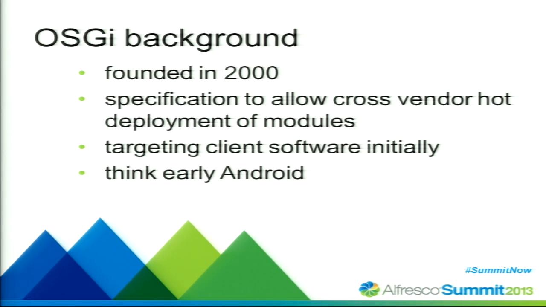So some background on OSGi. It was founded in about 2000, so it's been around for quite some time. Initially, it was designed as a solution for multiple vendors to be able to create apps and deploy them on remotely running embedded devices. So nowadays, we know this concept very well as app stores, and our phones are all capable of receiving new apps without having to reboot our phone as soon as there is a new version of an app. So it's the same principle there. But when OSGi started out, it was very much targeting client software and not so much server software, like Alfresco here.